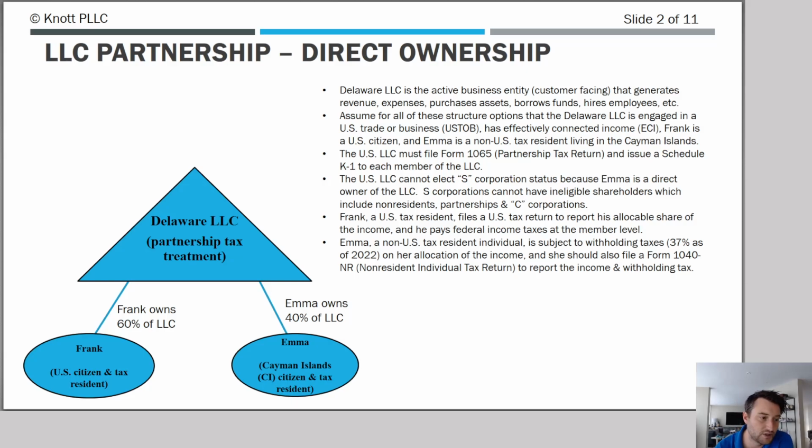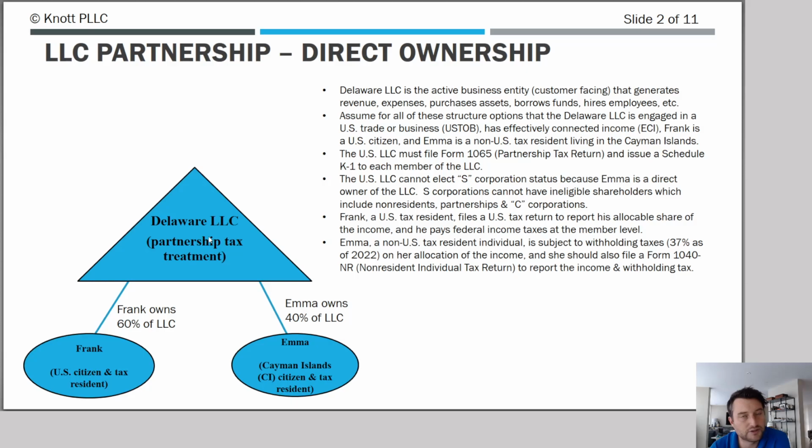So this is an LLC partnership structure with direct ownership by the owners, right? What I mean is the individuals that are the owners here own the LLC units directly, as opposed to indirectly where they have an intermediary entity in there, right? So we have a Delaware LLC.